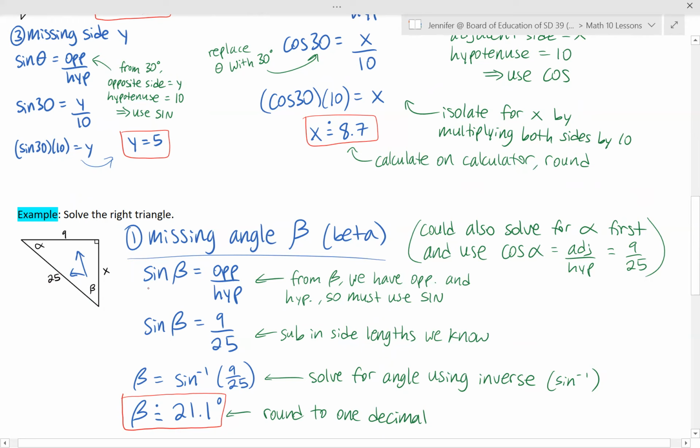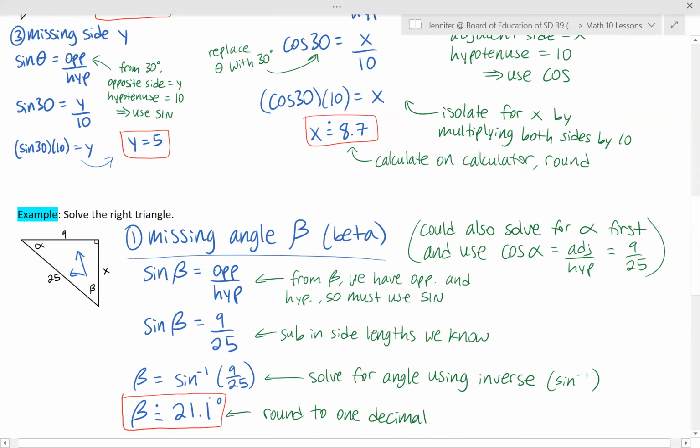So that means I want to use the sine ratio because it has the opposite and the hypotenuse. I set up my ratio, but this time what I don't know is the angle, and what I do know are the side lengths. So I have sine of beta equals 9/25. Now to solve for beta, to get that on its own, we use what we learned in the last lesson, our inverse ratio. So I would do beta is equal to the inverse of sine of 9/25.